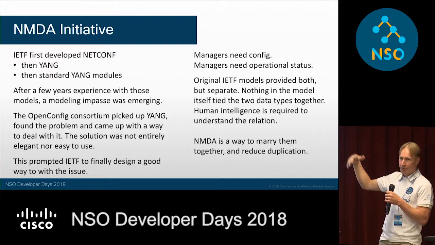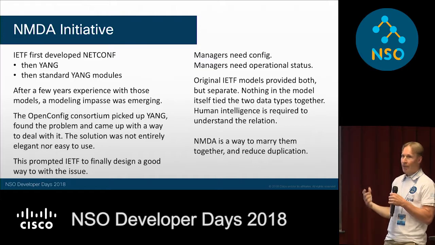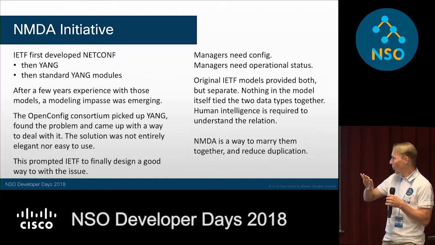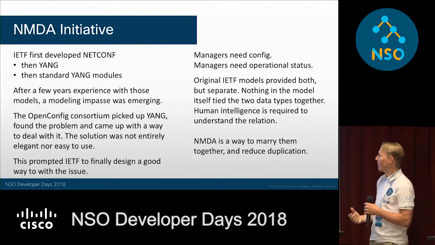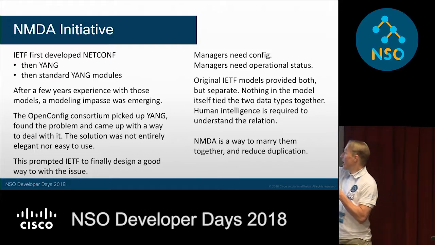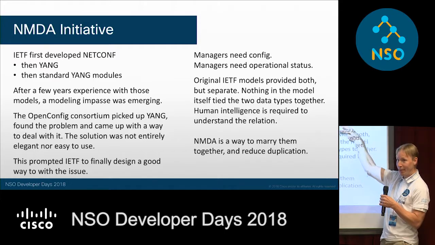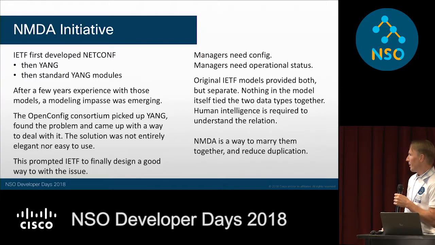Managers from the north need configuration. They also need operational status. And these Yang models that we made early on provided both of those. There was config in there, there was operational status in there, and everybody was happy. Now we could finally manage in a structured, Yang model-based way. But there's one more thing that we need in the manager: the relation between these two. The config for what, and the status of what. How do they map together? That was not perfect in the first versions of the Yang models that came out of IETF. So NMDA is a way to marry them and also to reduce duplication.